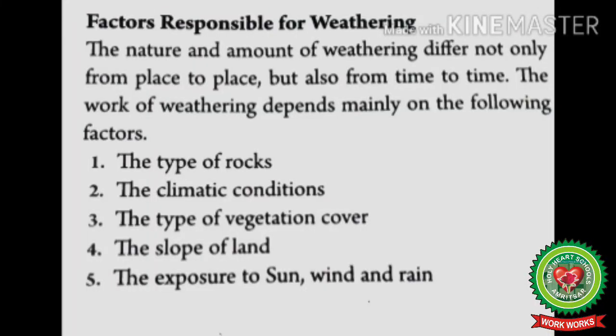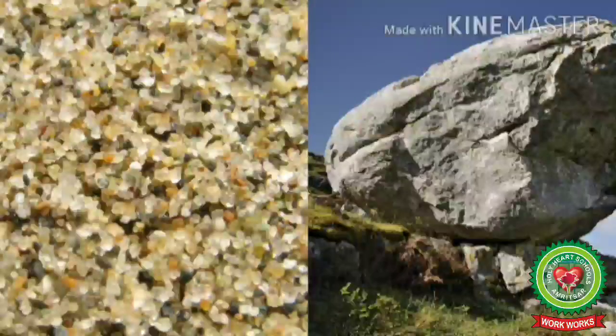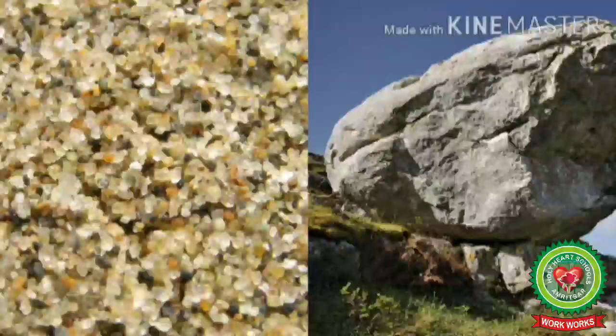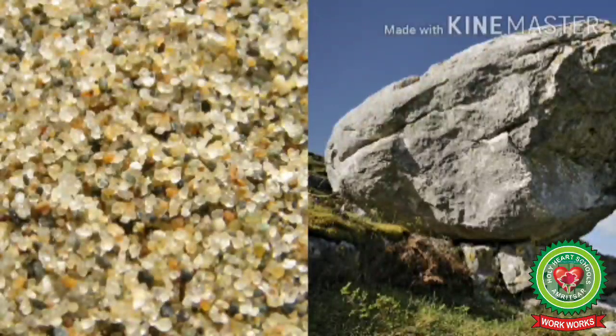Next we have factors responsible for weathering. The nature and the amount of weathering differ not only from place to place but also from time to time. The work of weathering depends mainly on the following factors. Number 1. Type of rocks. The nature and the structure of rocks plays a vital role in disintegration of rocks. Nature of rocks refers to the composition of rocks.